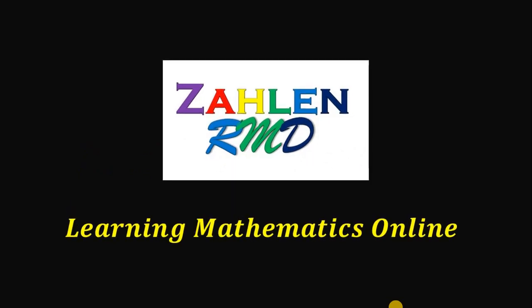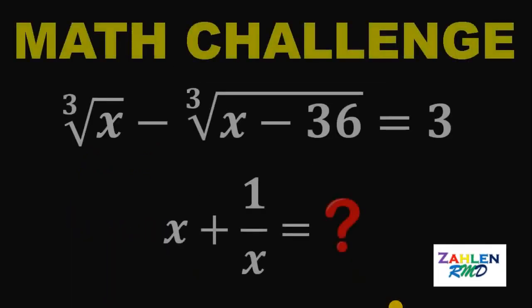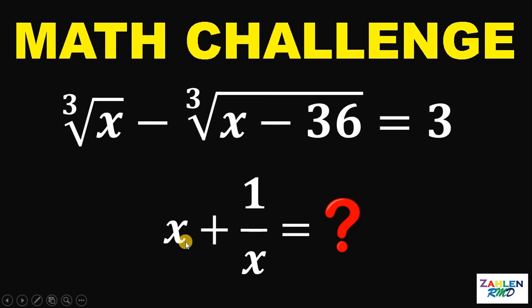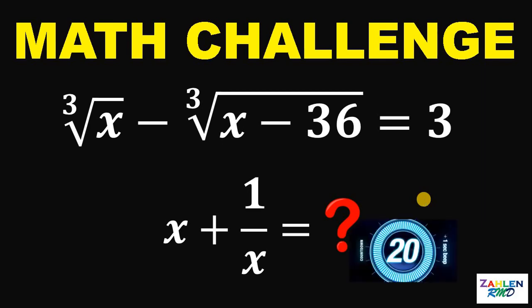And here's our question. Solve for the value of x plus 1 over x, given the equation cube root of x minus cube root of x minus 36 equals 3. Now, if you want to try this problem, you can pause this video. You have 20 seconds and timer starts now.